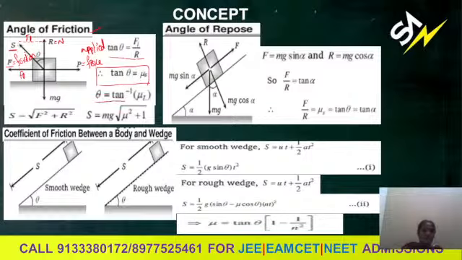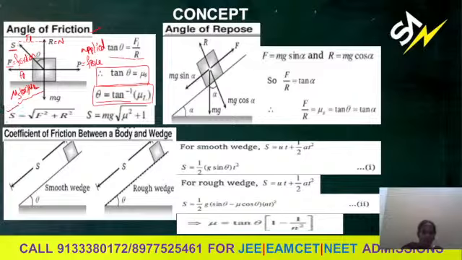And what is the angle of friction? Theta is equal to tan inverse of mu L or mu S. Static friction has a maximum value, which is also called the limiting value, so we represent mu S or mu L, both are the same. This is the angle of friction, the angle made by the resultant with the normal reaction force.